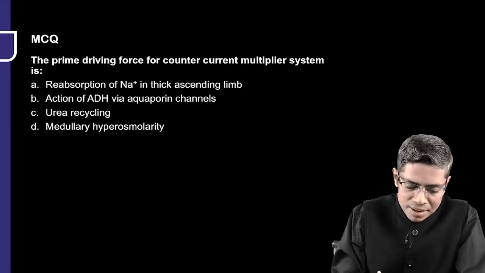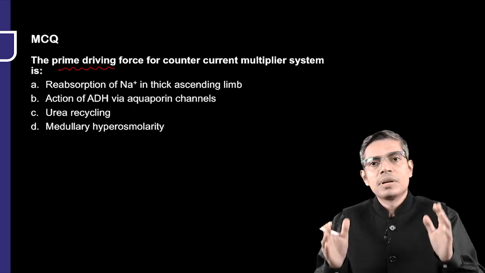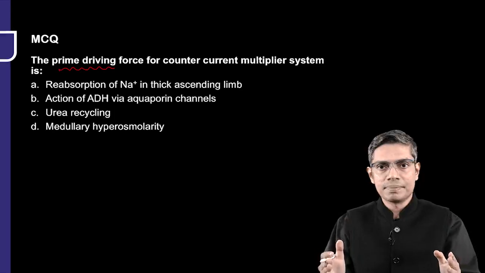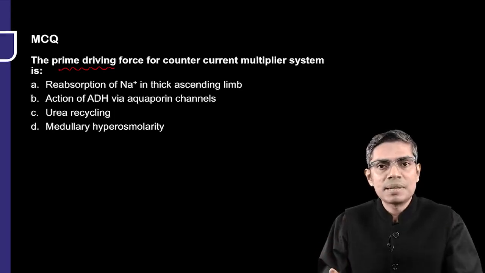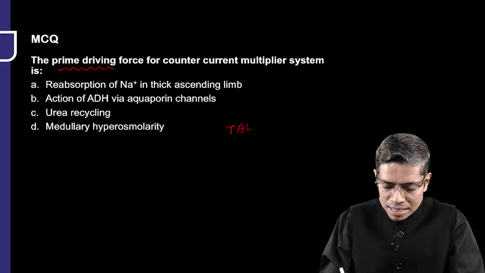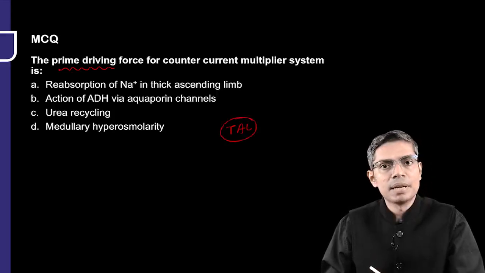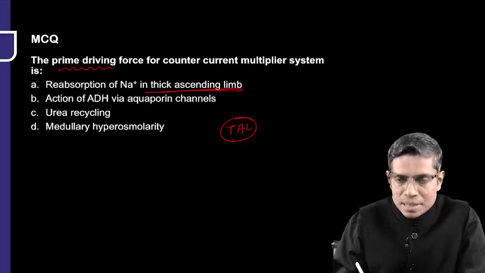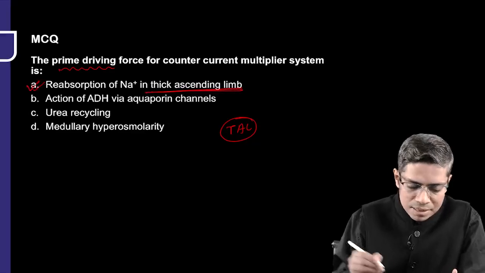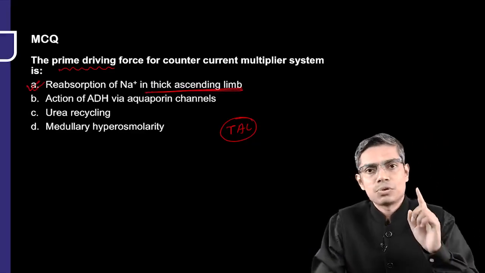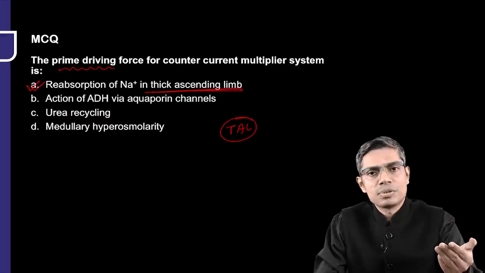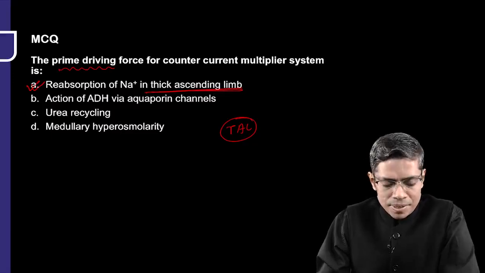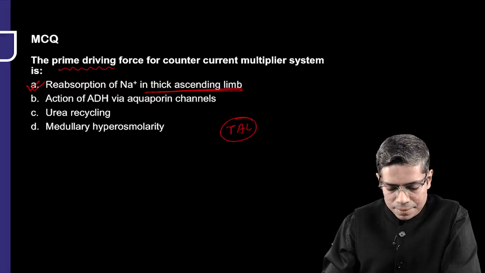Then the primary driving force. I told you, whenever you want to generate the medullary hypertonicity, the first, primary thing is reabsorption of sodium and chloride from which segment? TAL, the thick ascending limb of the loop of Henle. Sodium reabsorption. So the thick ascending limb of the loop of Henle is the main segment, and this is the primary driving force. Obviously, if sodium is reabsorbed, that transporter is dedicated for chloride reabsorption also. So this is the correct answer.